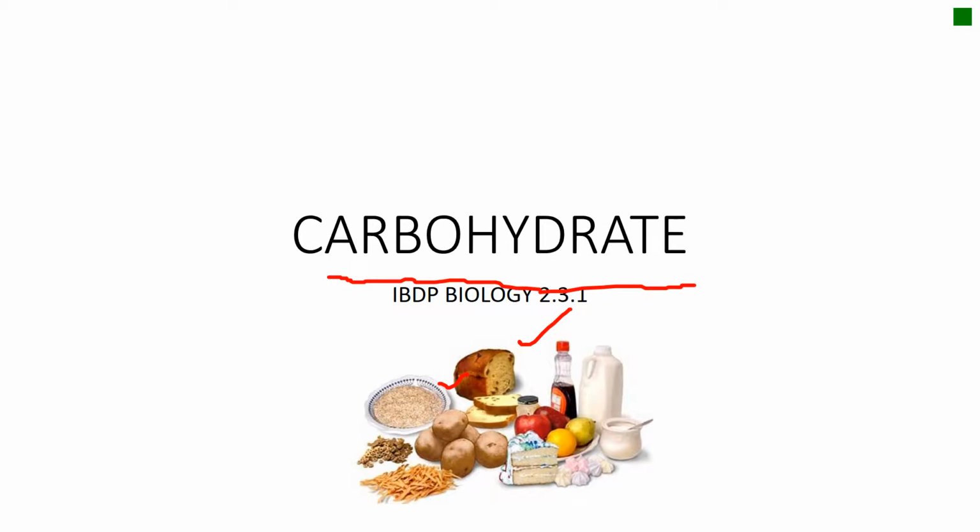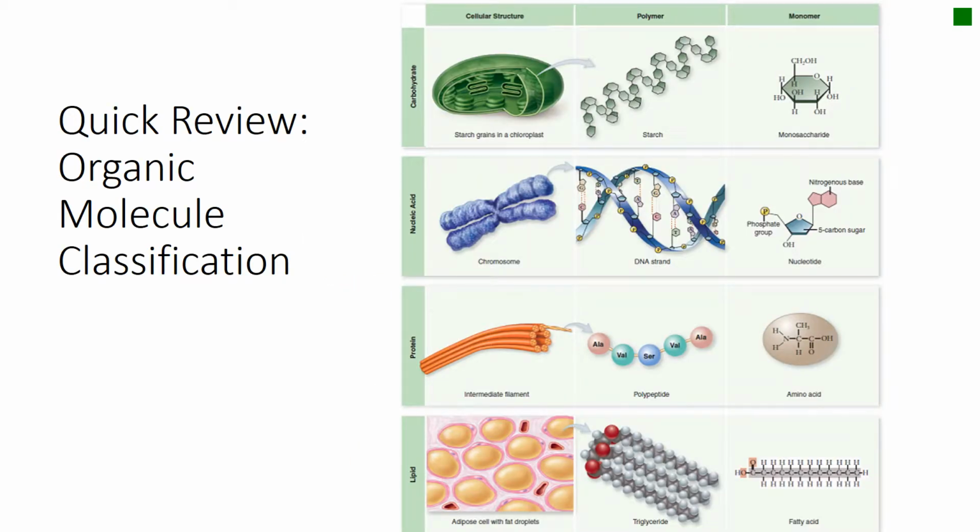Let's get ready. This is a very quick review. The 4 families of organic molecules are: 1. Carbohydrate. This is what we are going to learn in this video. Number 2 is nucleic acid. That is a component of DNA. And then number 3 is the protein, which is the building blocks of most of your body, including your skin, your hair, your fingernails. And the last one, lipid, which is fat.